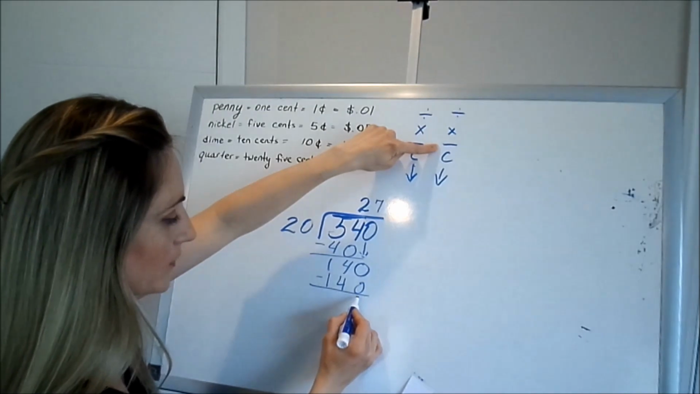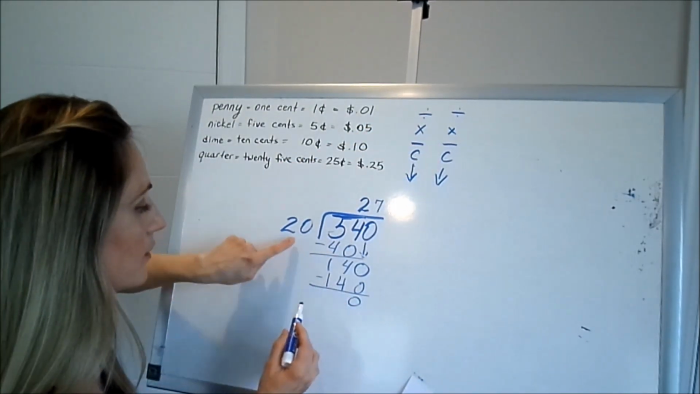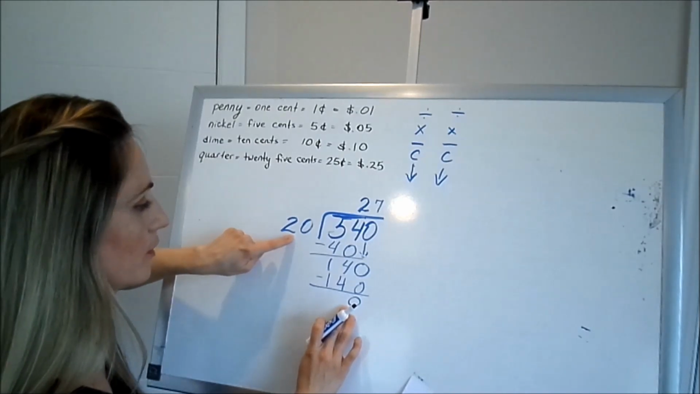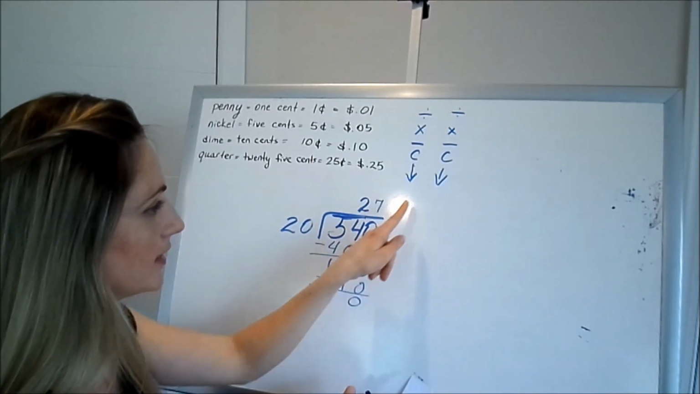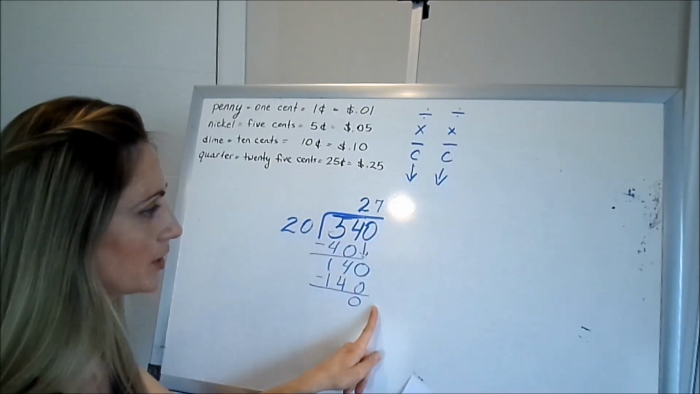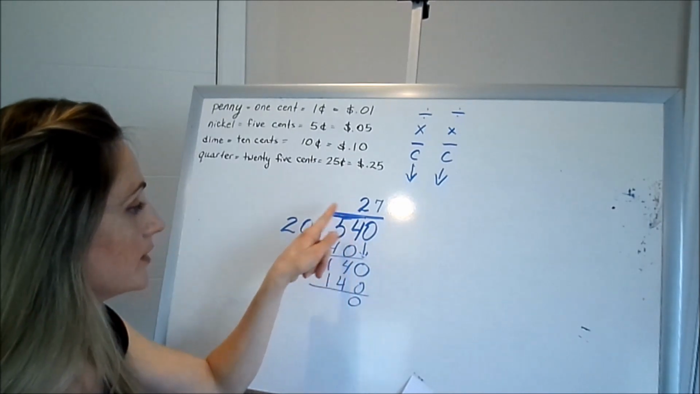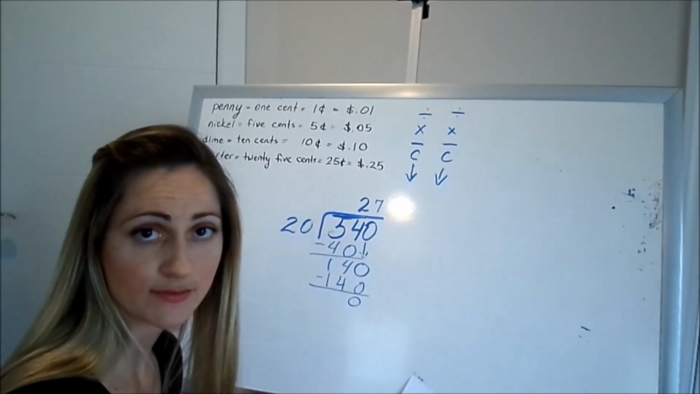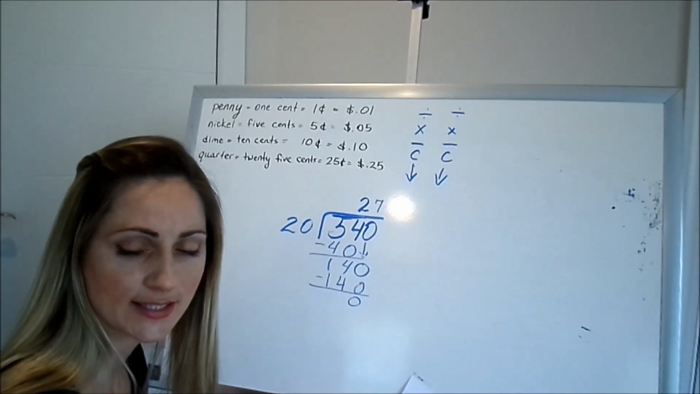Subtract. It's a 0. Compare. Is my remainder, what's left over, my difference less than my divisor? Yes, it is. Anything to bring down? No, there isn't. 27 even. 540 divided by 20 is 27 even. Okay? Let's try this again.